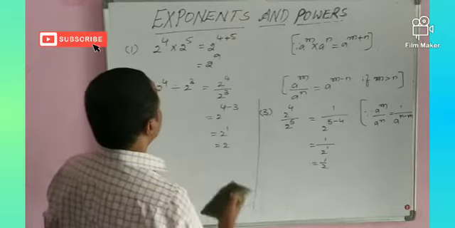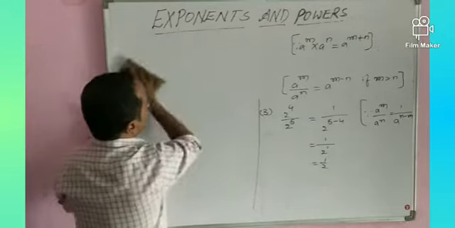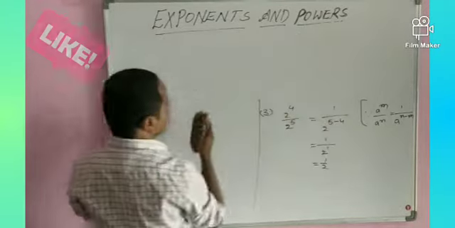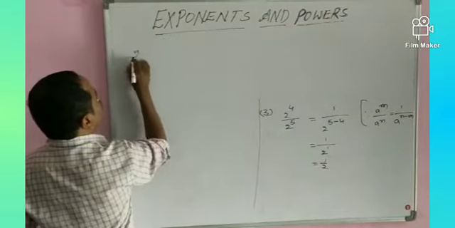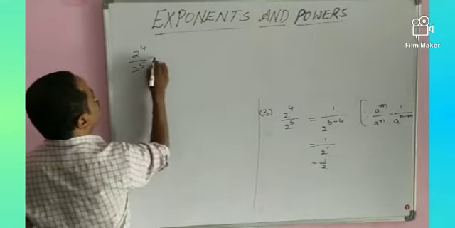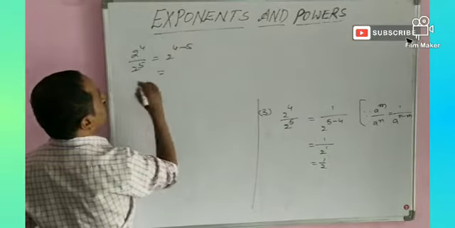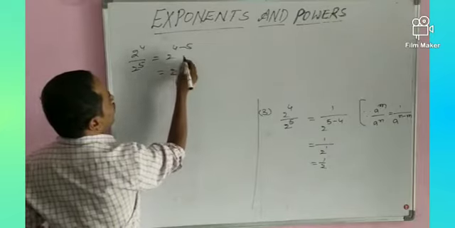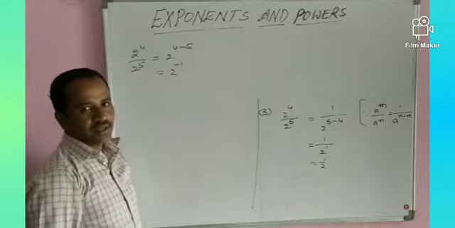The same problem can also be written in the form of 2 power 4 by 2 power 5. It can also be written as 2 power 4 minus 5. 4 minus 5 we get minus 1. 2 power minus 1 we say.